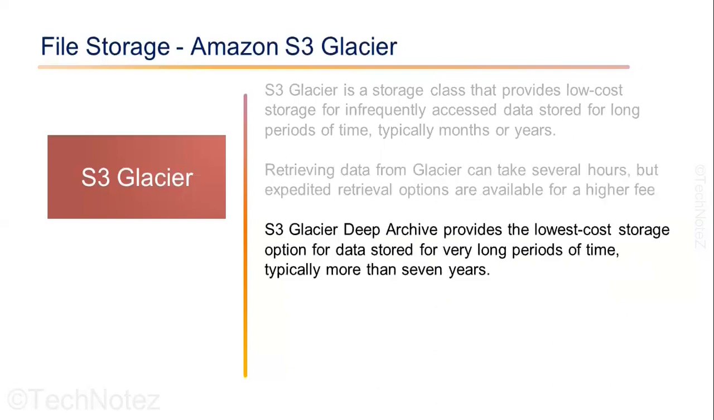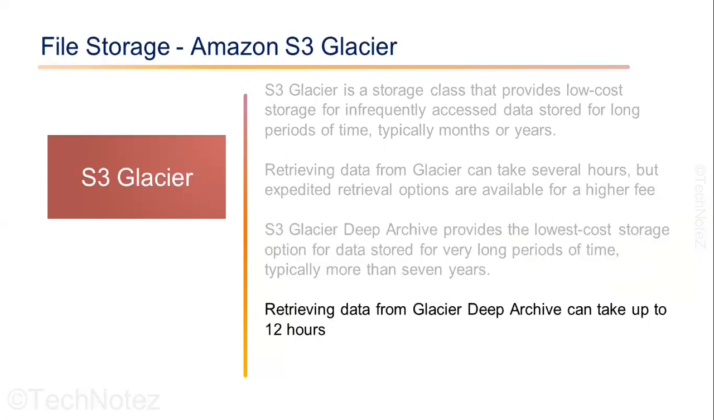Glacier Deep Archive is a storage class that provides the lowest cost storage option for data that is accessed rarely and stored for a long period of time, typically more than 7 years. Retrieving data from Glacier Deep Archive can take up to 12 hours, but it provides the lowest storage cost among all storage classes offered by AWS S3 Glacier. Glacier Deep Archive is suitable for long term data retention, regulatory compliance, and digital preservation use cases.